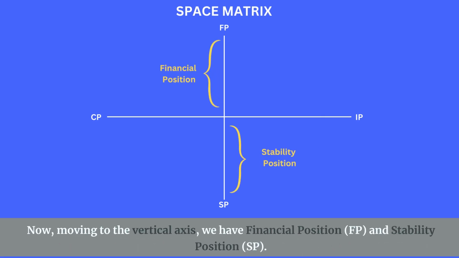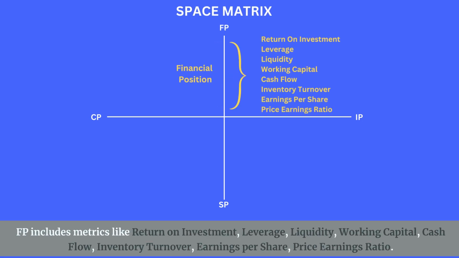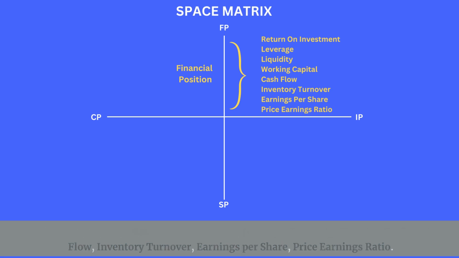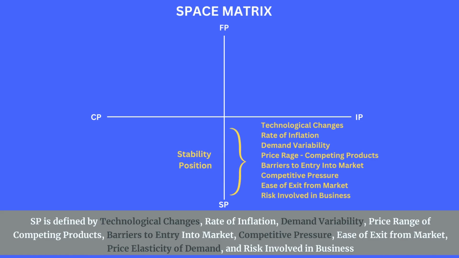Now, moving to the vertical axis, we have financial position, FP, and stability position, SP. FP includes metrics like return on investment, leverage, liquidity, working capital, cash flow, inventory turnover, earnings per share, price-earnings ratio. SP is defined by technological changes, rate of inflation, demand variability, price range of competing products, barriers to entry into market, competitive pressure, ease of exit from market, price elasticity of demand, and risk involved in business.